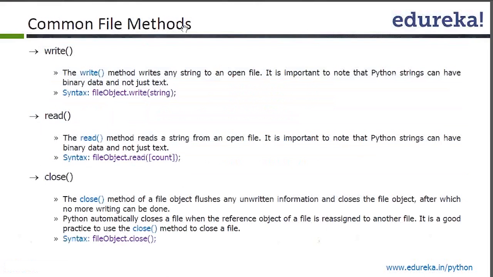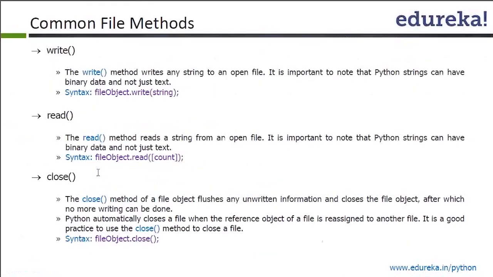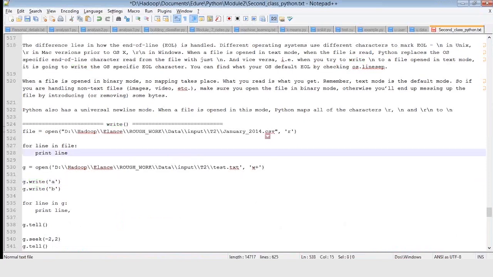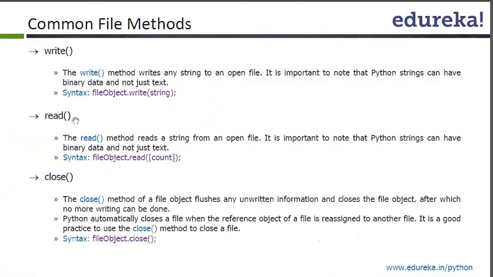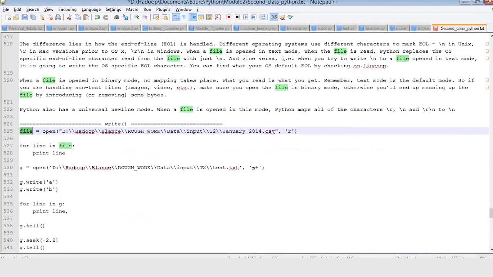Now these are common file methods. We saw open, right? We also saw write. There is read as well. The read method reads a string from an open file, right? Or what you can do is you can just open the file in read mode and then it will just start reading it. Or you can explicitly write your read method. This is how you write. Okay. So in this case, you'll have to say file.read and how many characters you want to read. And the close method of an object flushes any unwritten data and closes the file object. So in this case, what's that?